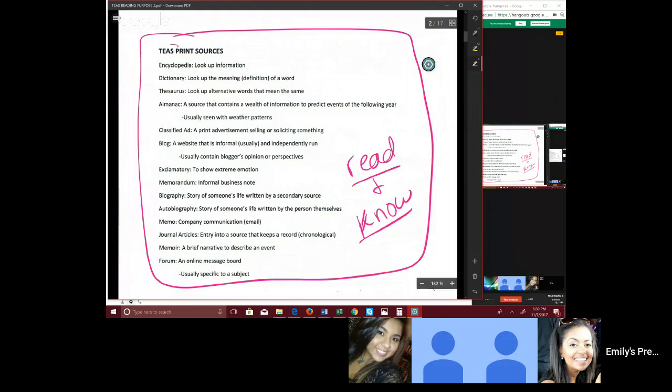These are TEAS print sources, and they use them all the time. Again, if you've seen the test, you've seen them do this. They'll say, where would you find this? And then you have to pick between encyclopedia, almanac, classified ad, and memo, or whatever. So know the definitions of each of these.